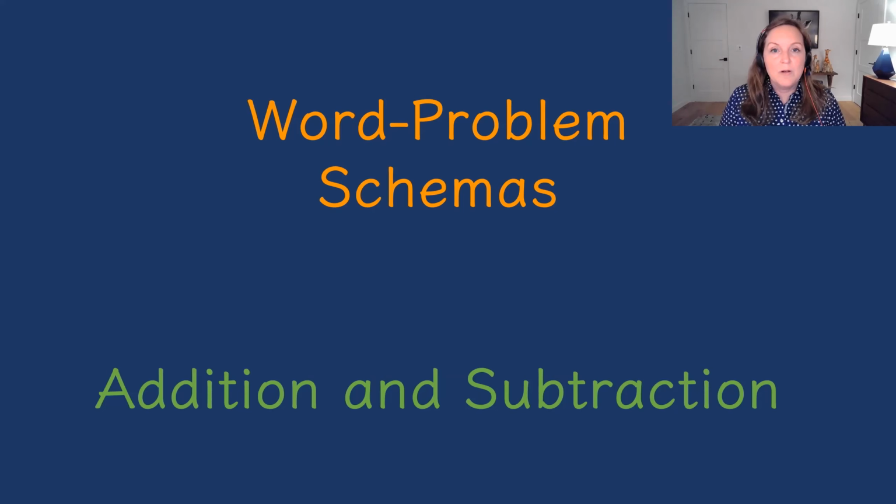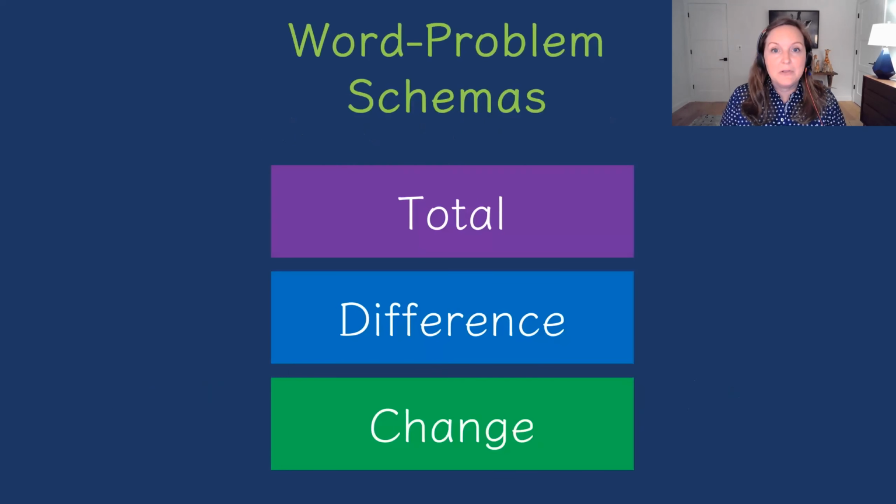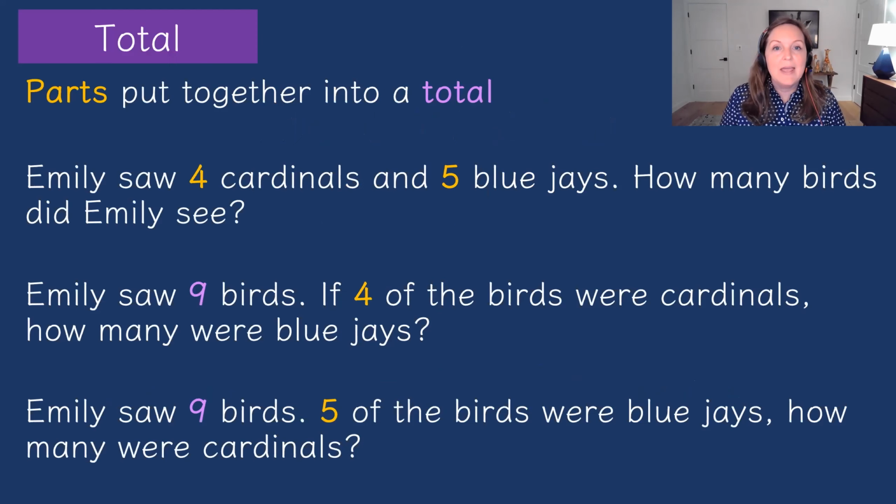Let's learn about the word problem schemas for addition and subtraction. There are three word problem schemas that we will talk about today: total, difference, change. With total problems, we have parts that are put together for a total.